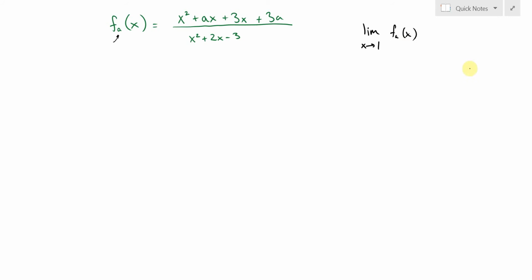So let's explore this. First things first, if we actually plug x equals 1 into this formula. Remember, this is how we find limits. The first thing you do, step 1, is always you just plug in the value into the formula. So you get 1 squared is 1, plus a times 1 is just a, plus 3 times 1 is 3, plus 3a. All over, what happens when we plug in a 1 on the bottom? You get 1 squared is 1 plus 2 minus 3. So wait, 1 plus 2 minus 3, that's 3 minus 3, that's actually a 0 on the bottom.